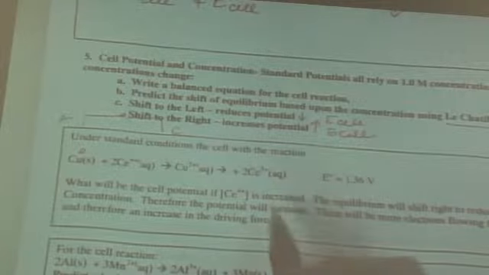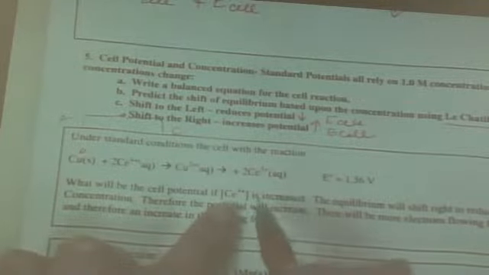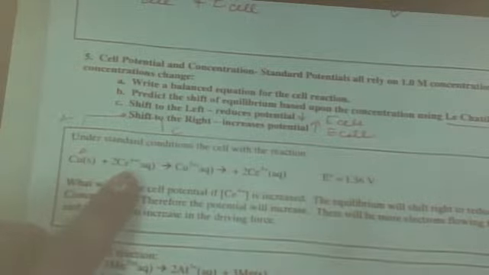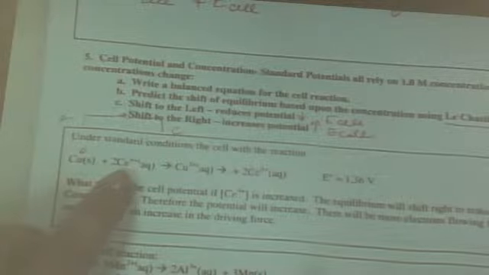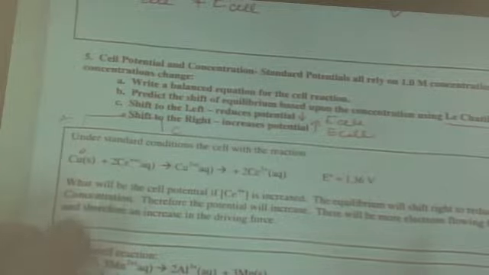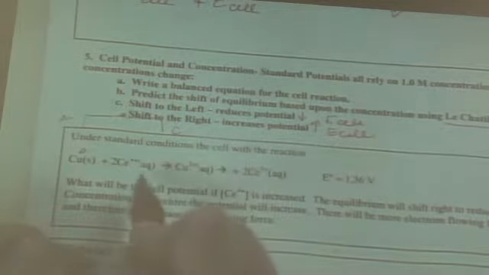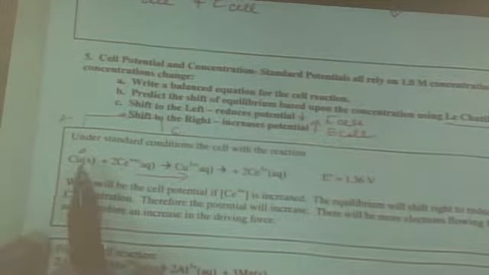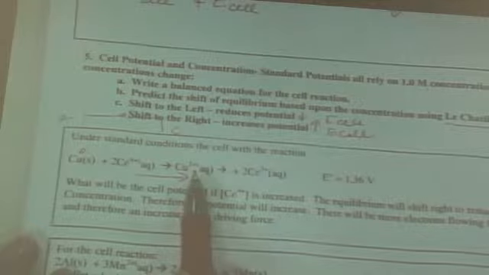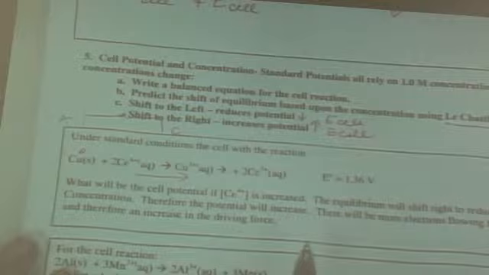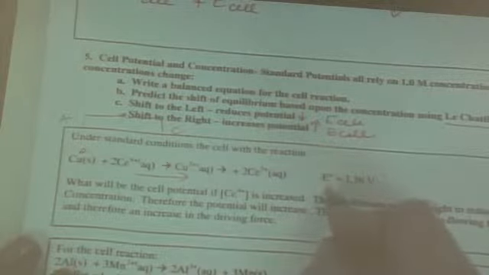Now, let's say that we increase the concentration of Ce4+. If we change the concentration here, what would happen to this equation? Would it be shifted to the left or to the right? It will be shifted to the right. If it's shifted to the right, you will have more copper becoming more copper ions, and therefore what will happen to the cell potential? It will increase.